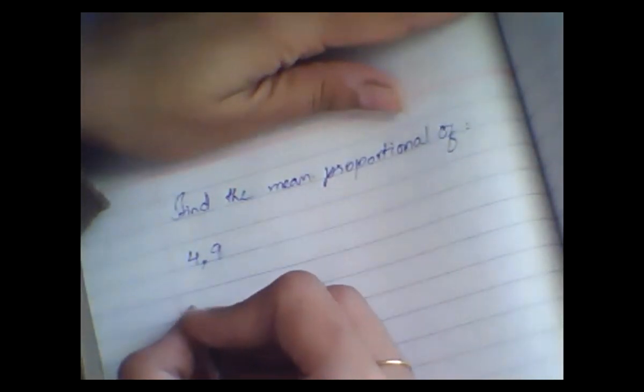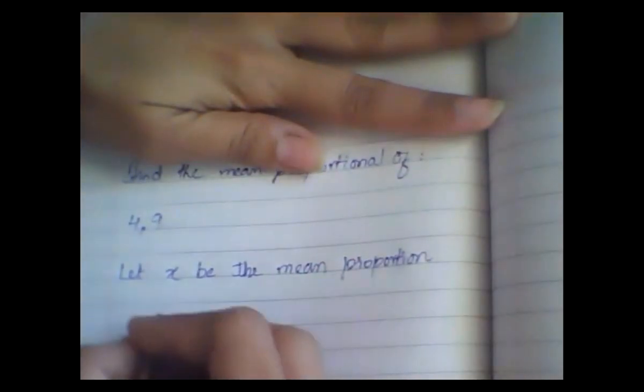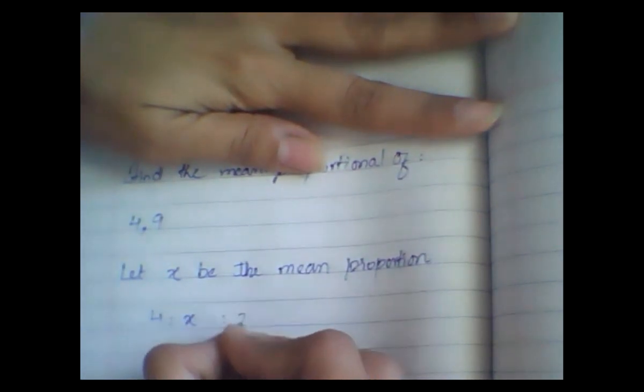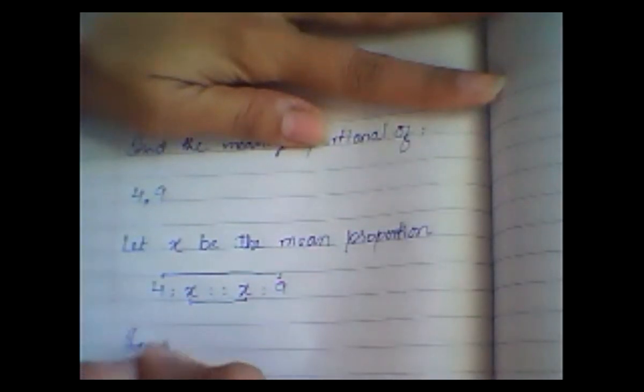So what is the first line? First what we have to write, let x be the mean proportion. Let x be the mean proportion, right? So I can write 4 ratio x, x is to 9. So these are the extremes and these are the means. So write down the formula in the next line quickly.